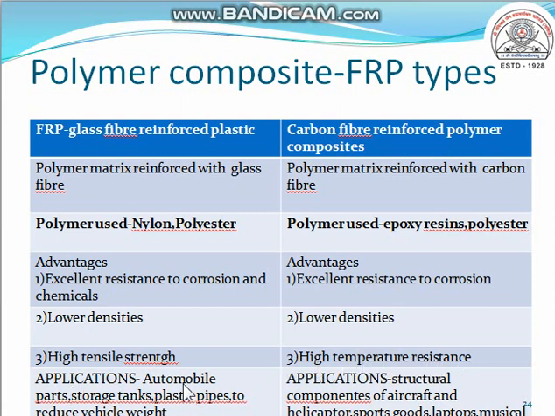Applications: FRP is most commonly used in automobile parts, storage tanks, plastic pipes, to reduce vehicle weight. But carbon fiber reinforced polymer composite is used as structural components of aircraft and helicopters, for making sports goods, laptops, musical instruments, etc. So both these types of polymer composite, glass fiber and carbon fiber, are most widely used in various industries.